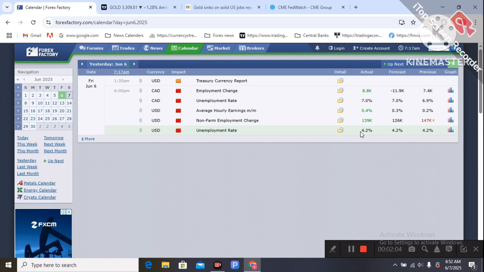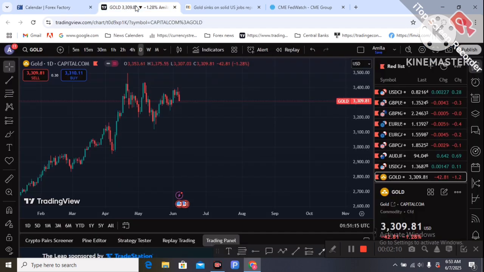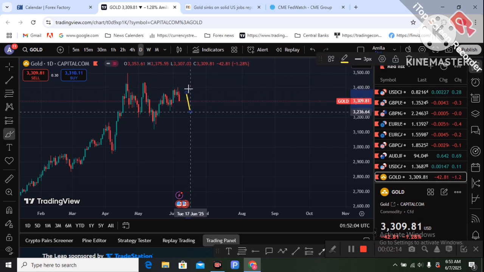So next week, what is the important economic event? This is last Friday. You can see gold dropped to the downside with the labor market positive for the US dollar.